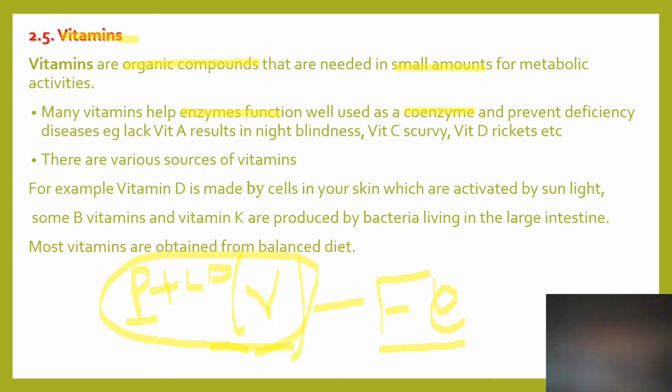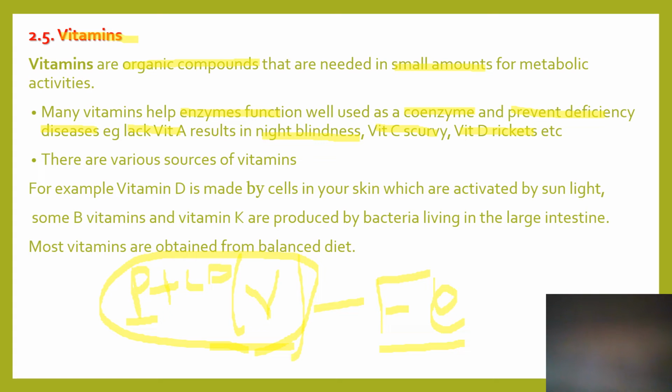Plus, vitamins can prevent deficiency diseases. These deficiency diseases are diseases that are caused by a lack of balanced diet. For example, lack of vitamin A results in night blindness. Lack of vitamin C results in scurvy. Lack of vitamin D results in rickets, and so forth. Therefore, vitamins can prevent us from different deficiency diseases.